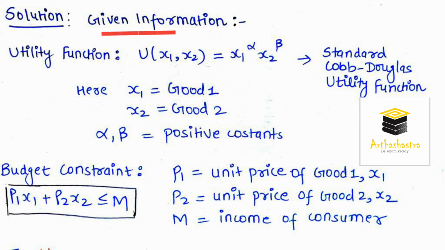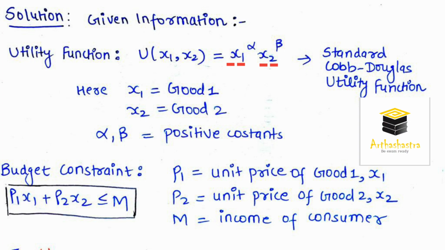As you can see on your screen, first we write down the given information. We are given the utility function u, a function of x1 and x2, as x1 raised to the power alpha, x2 raised to the power beta. This is a standard form of Cobb-Douglas utility function. Here x1 is good 1, x2 is good 2, and alpha and beta are positive constants.